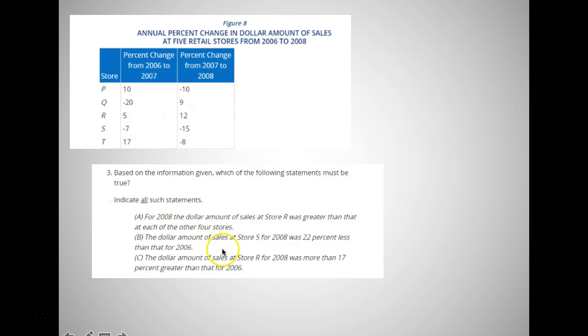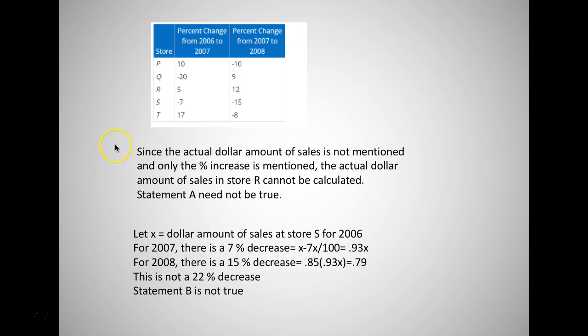Statement B, the dollar amount of sales at store S for 2008 was 22% less than that for 2006. Let X be the dollar amount of sales at store S for 2006. For 2007, there's a 7% decrease. So it will be X minus 7x by 100, which is 0.93x. For 2008, there is a 15% decrease. So the answer will be 85% of 0.93x, which is 0.79x. This is not a 22% decrease. So statement B is not true.